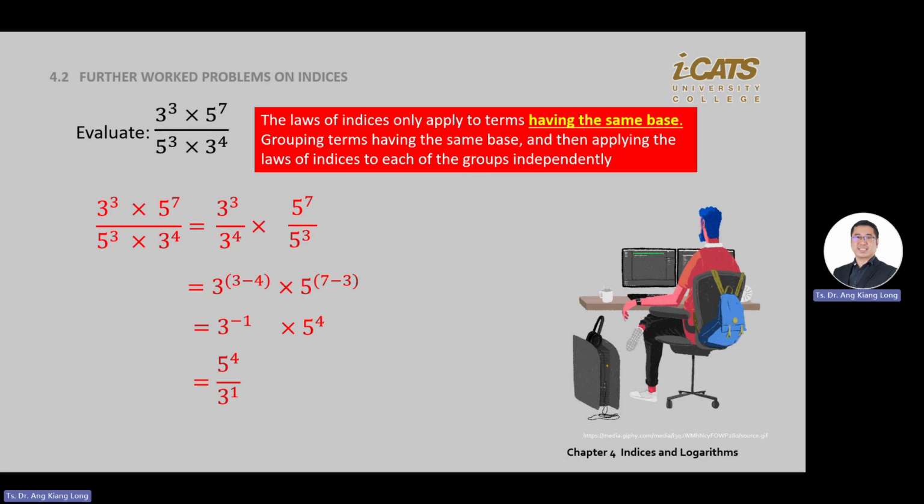So 3 power minus 1 is actually what? Reciprocal is 1 over 3. So the final answer is you can stop at 625 divided by 3, or in some module, some subject, you need to put in a rounded number, 208 1 over 3.